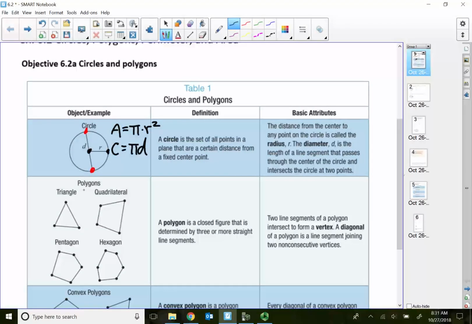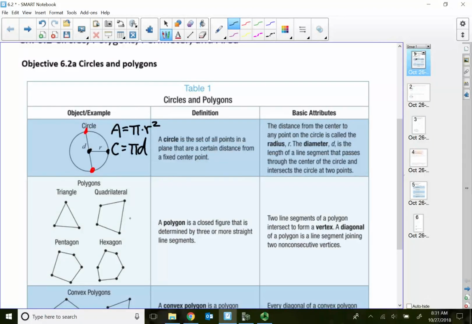Polygons. A polygon is a closed figure that is determined by three or more straight line segments. If I have a polygon with three sides, we consider that a triangle. Triangle is our very first polygon. A four-sided shape will be called a quadrilateral.